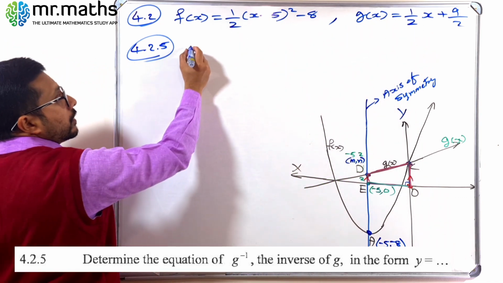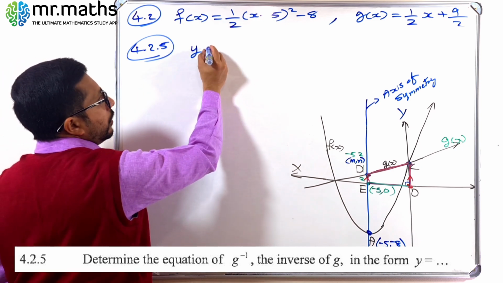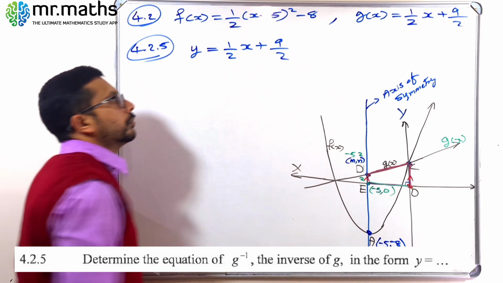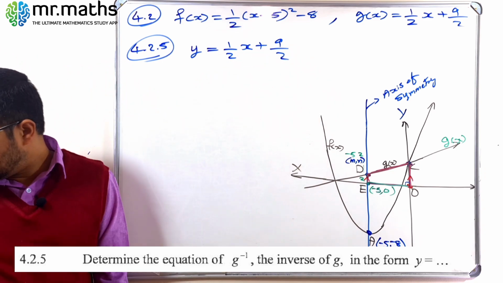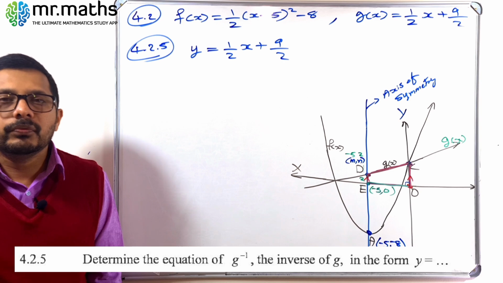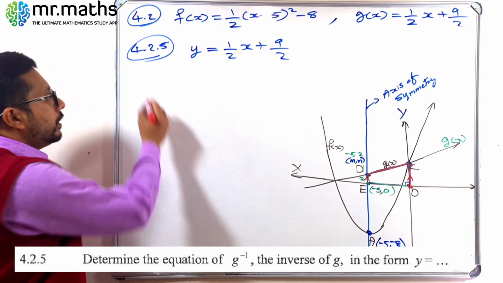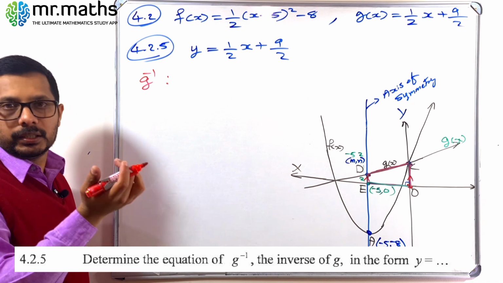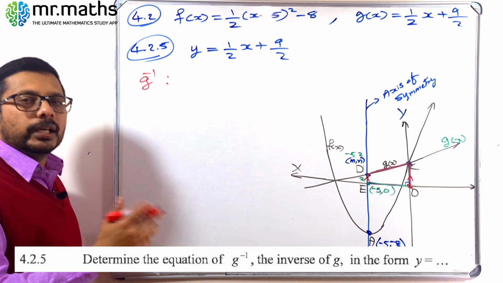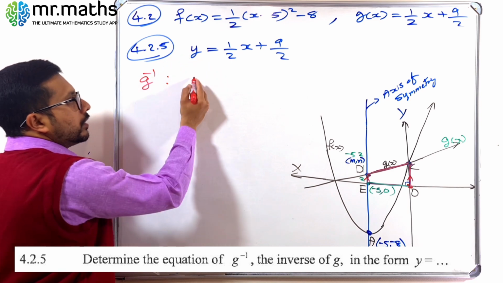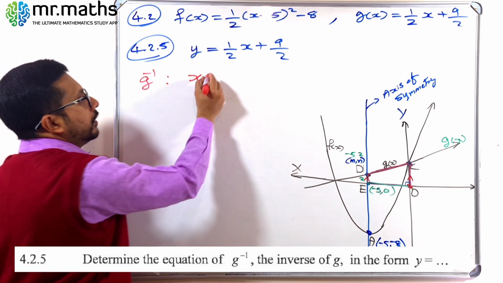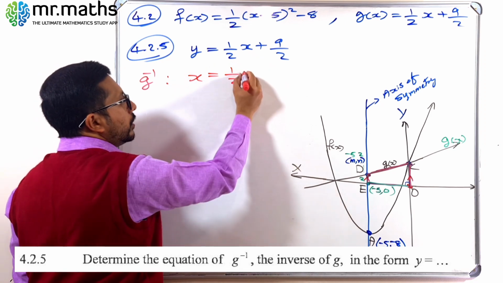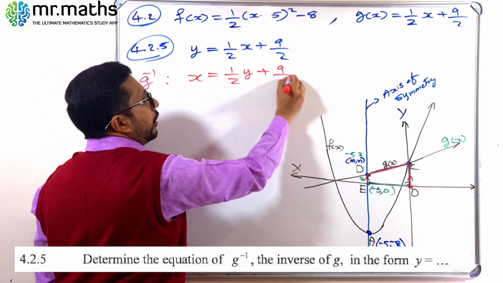So g of x is y equals half x plus 9 over 2. That is g of x. And here the question is to write the equation of g inverse of x. To find g inverse, what you have to do? You have to swap x and y. Y becomes x, x becomes y. So x is equal to half y plus 9 over 2.